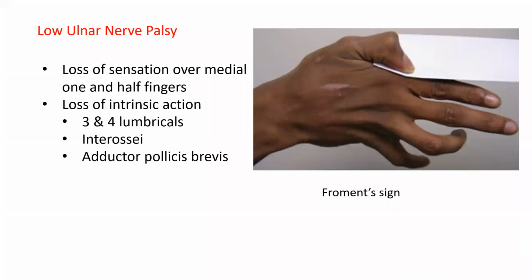Now, how to check the adductor pollicis? The Froment sign, otherwise the book test. I'll try to get a book around me. I think I'll use my mobile phone. Okay, are you able to see? Right? Are you able to see it now?